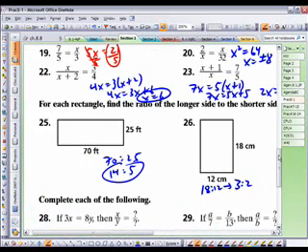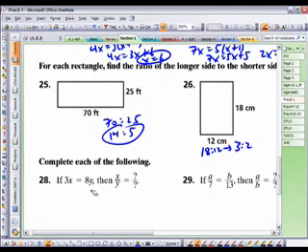A few more problems. If 3x is equal to 8y, then x over y. Well, what I can do, if I want to get x over y, I'll divide both sides by y. And I want to also get the 3 out of there, so I'll divide both sides by 3. So the 3's cancel, the y's cancel, and I'm left with x/y equals 8/3. So the answer is 8/3.